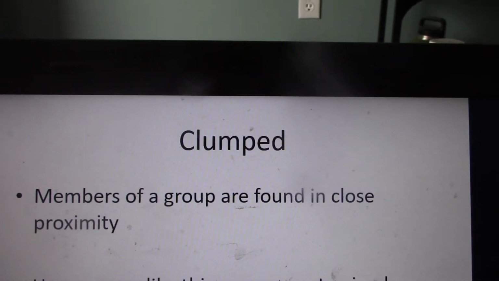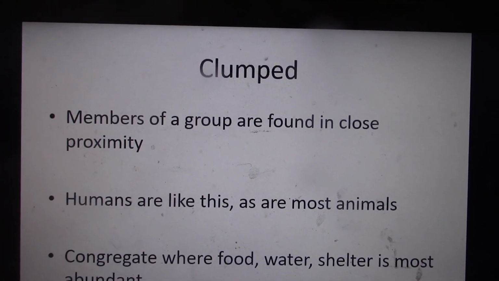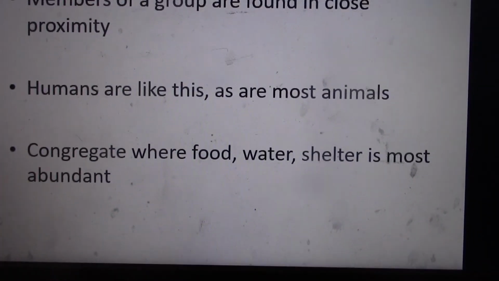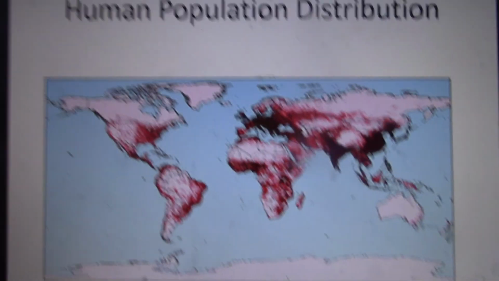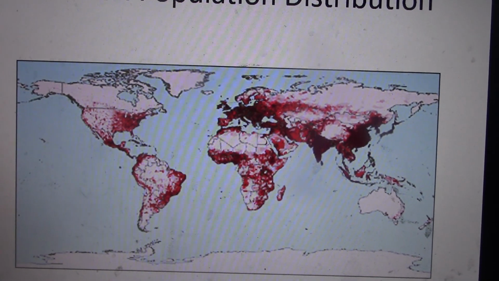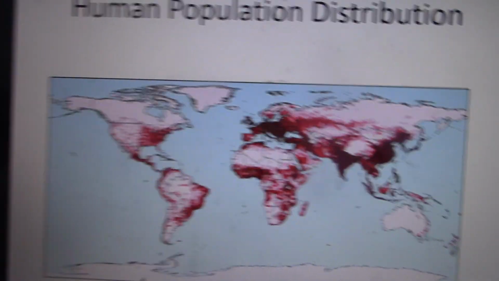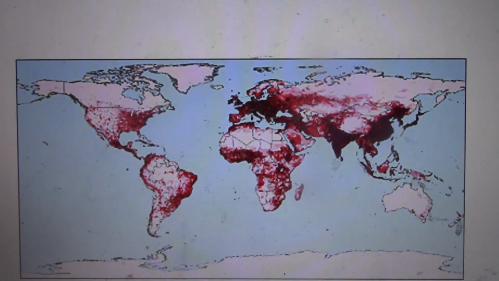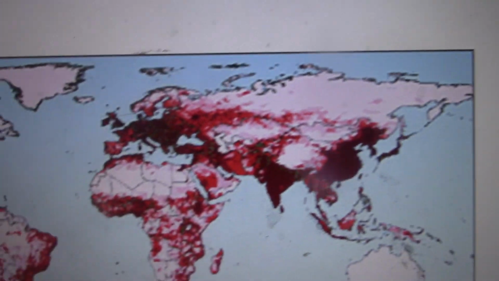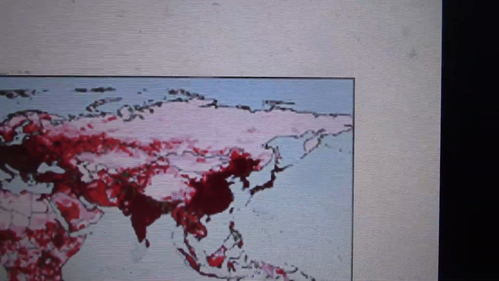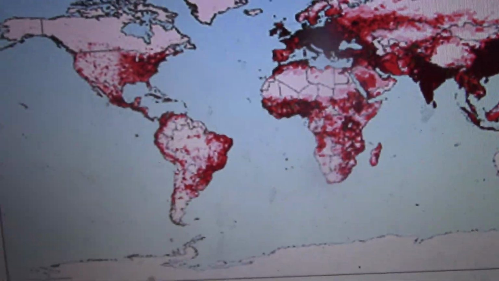Clumped is the more likely way that you will see population distribution patterns. Members of a group are found in close proximity, congregating where food, water, and shelter are most abundant. You can see this in human population patterns: most individuals on Earth live within 300 kilometers of an ocean coastline. About 80% of the human population does that, so you can see where the density is the greatest. You could see where density is in the world, where viral transmission is a really big deal, with what we're dealing with right now.